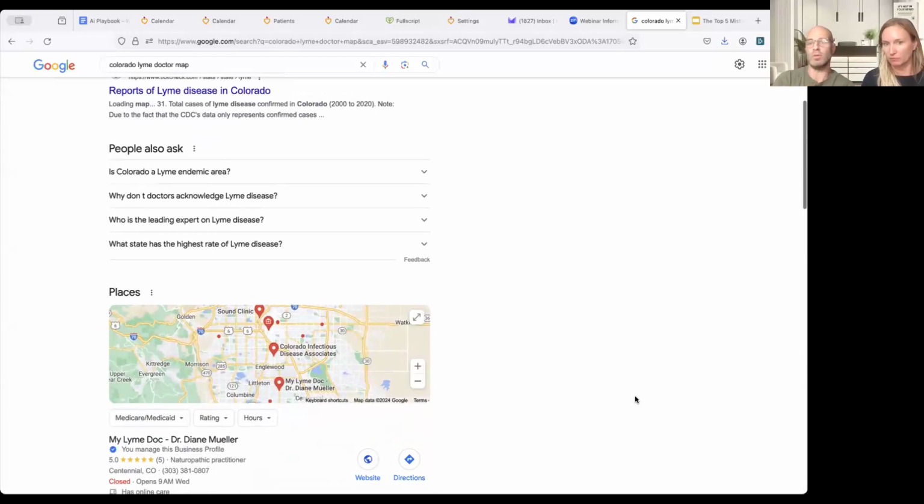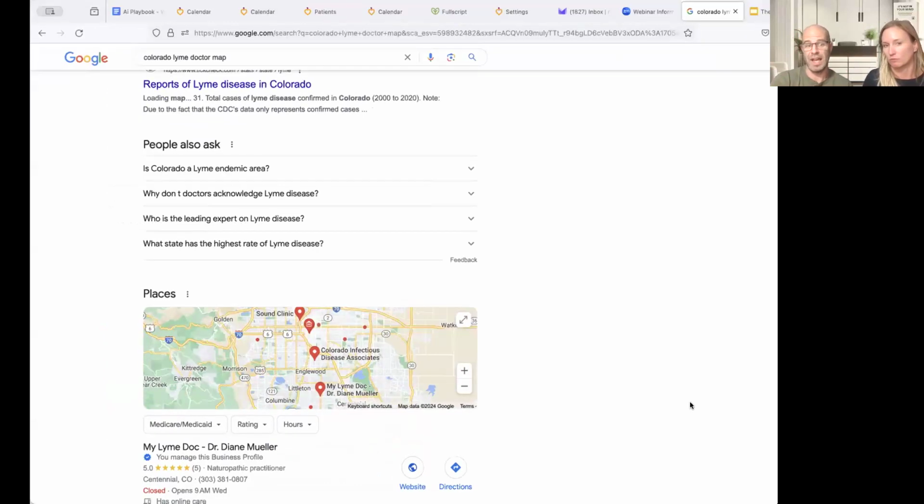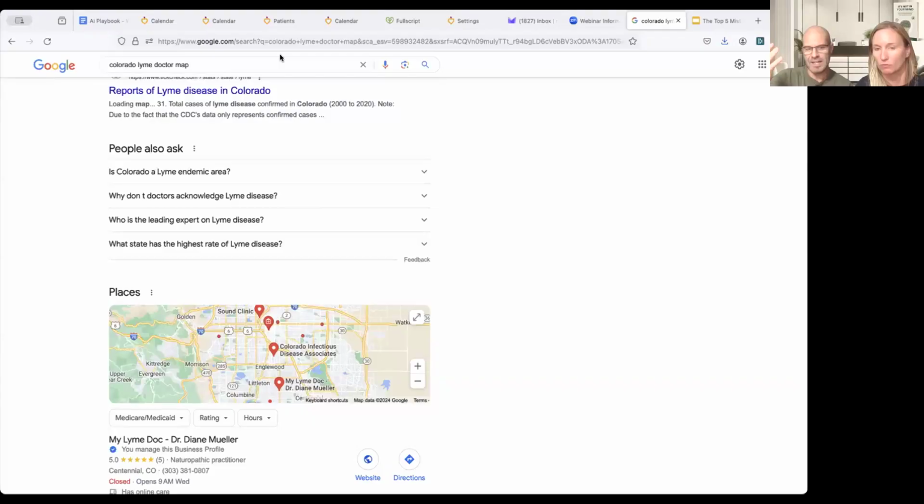And lo and behold, guess who's number one on Google for Google Maps. She is the very first entry, page one, but not only page one, the very first entry on Google. So we should share that. But my question for you guys is, what are you ranking? Can you put it in the chat? Are you even on the first page?